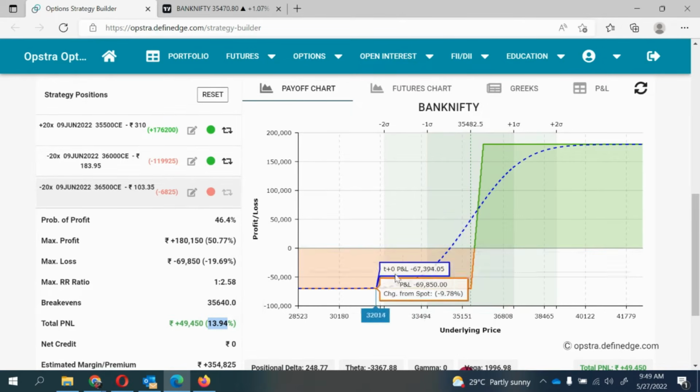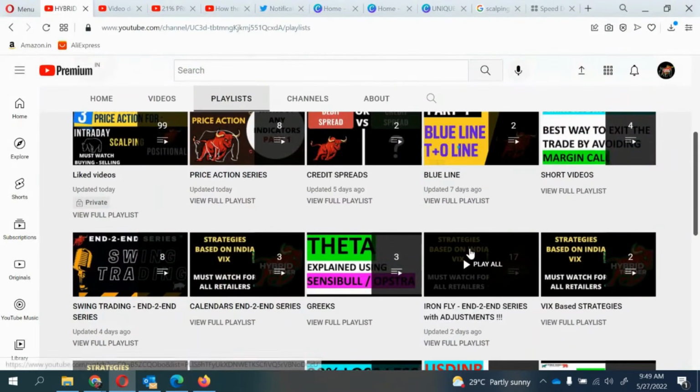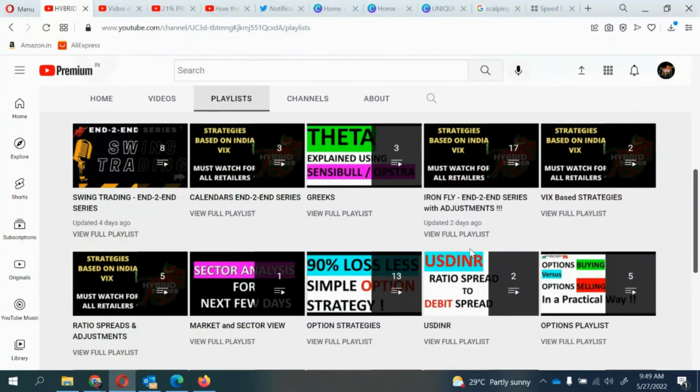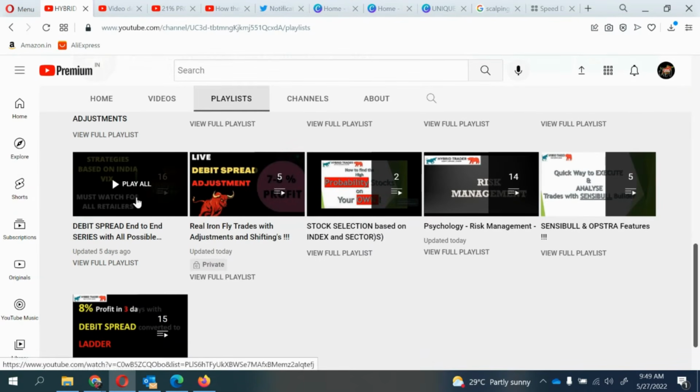The debit spreads are risk defined strategies, like you'll have your risk defined, your profit defined, even the ratio spread. So friends, again I'm requesting you, I've made a series on debit spread and ratio spread. You can just go and watch these ratio spreads and adjustments. All right, I've made a debit spread end-to-end series, 16 videos. This is what I do day in day out. I've been trading debit spreads since the last 4 months.